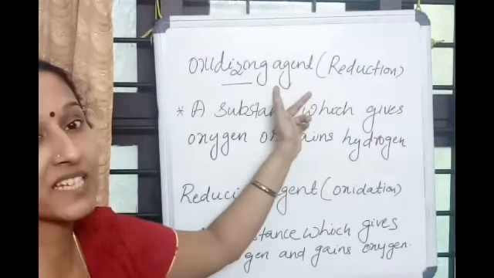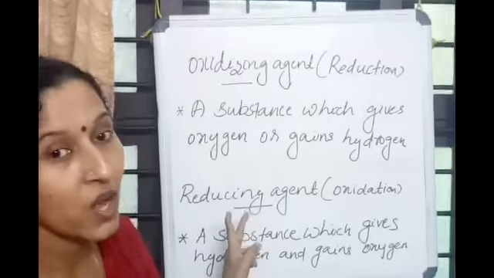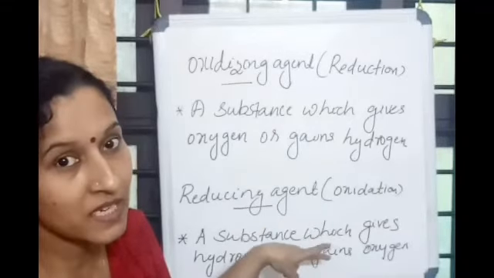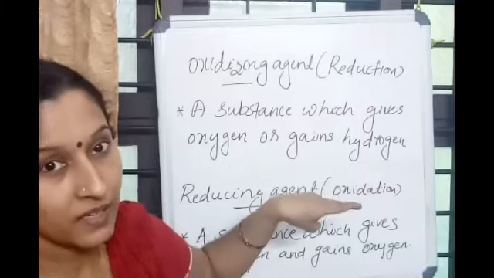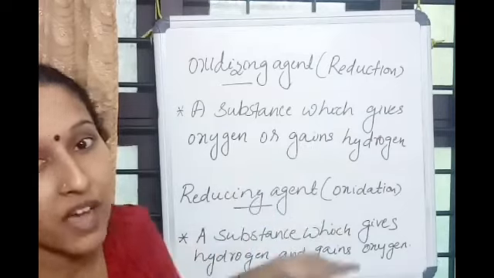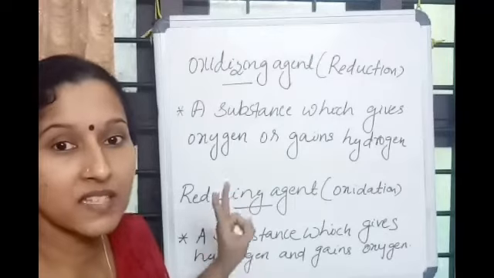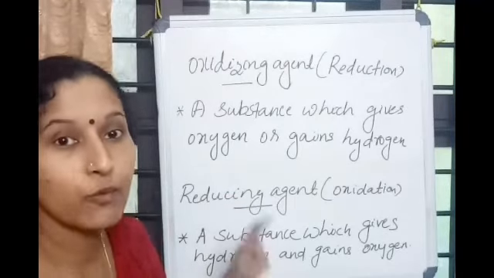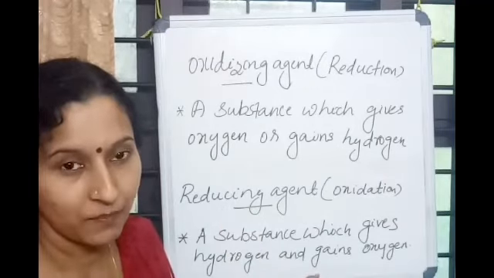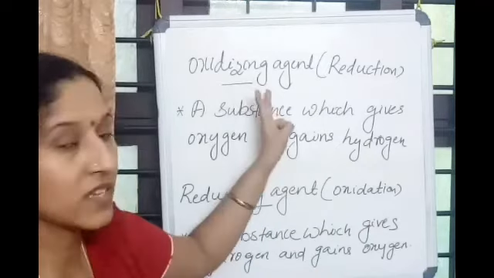What is an oxidizing agent? An oxidizing agent is the substance which gives oxygen or gains hydrogen. That is reduction, right? Reduction is the process in which there is removal of oxygen or addition of hydrogen. So if a substance undergoes reduction, it acts as the oxidizing agent.